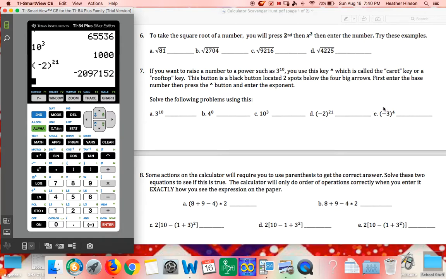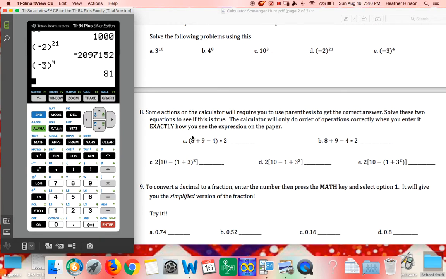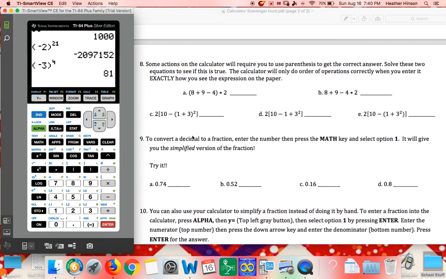Same thing on E. Open parentheses, -3. Negative because it's your first symbol. Close your parentheses, then put your exponent. So close your parentheses, do your rooftop button to get your exponent and put in 4. It's very important that we always look at our page and make sure our calculator looks exactly the same. If it doesn't look exactly the same, it could give you a very wrong answer.